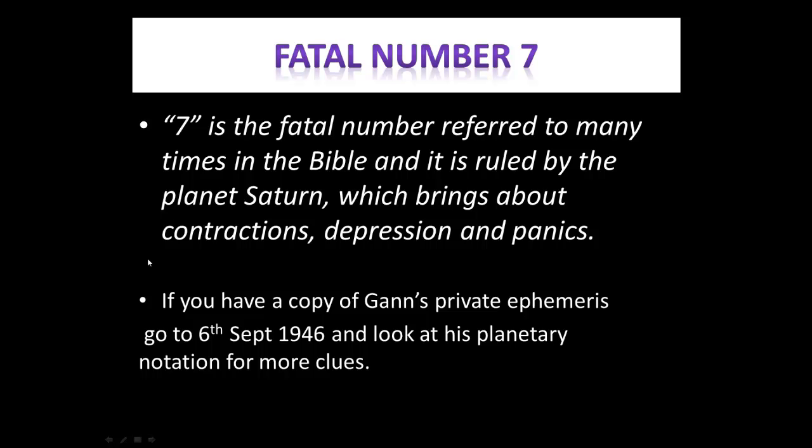Now, if you have a copy of Gann's Private Ephemeris from Lambert Gann, if you go to the 6th of September 1946 and look at his planetary notation, you'll find some more clues to this cycle. His ephemeris has lots of little notations that he recorded while things were happening, always looking back to the past, and it's amazing.